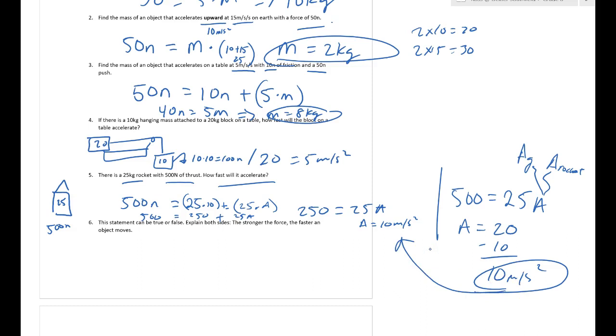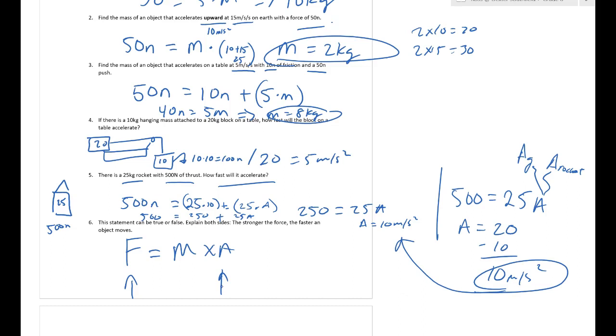This statement can be true or false. Explain both sides. The stronger the force, the faster an object moves. Well, if we're just talking about F equals m times a, if we're talking about the same mass, right, a 10 kilogram object, no matter what, if I make the force bigger, the acceleration is going to go up, right? I throw a ball harder, the ball will move faster. So this is an intuitive statement that yes, because force and acceleration are directly proportional, therefore the harder I throw something, the faster it will move, the stronger the force, the greater the acceleration.